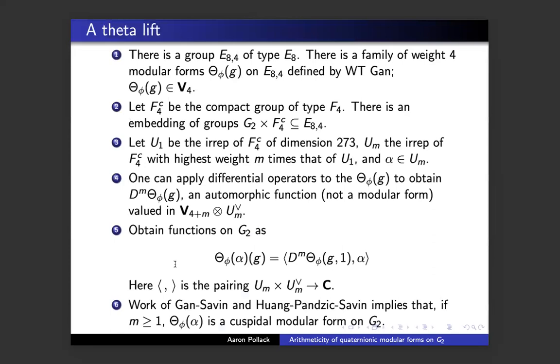Okay, so how do you construct cuspidal modular forms on G2? Well, the trick is you can use a bigger group, in this case, E8. So there's a group which is commonly called E8-4, which is of type E8.